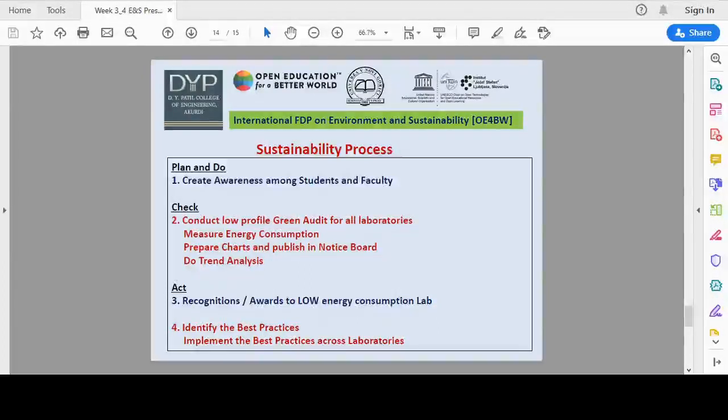Sustainability process: how can we sustain these practices? We need to create awareness among students and faculty. We have to conduct a low-profile green audit for all laboratories. We have to measure the energy consumption. The trend analysis has to be reported and published on notice boards, and recognition or awards can be given to low energy consumption laboratories. The best practices of those laboratories can be identified and implemented in all the laboratories. This is how we can sustain low energy consumption and have less impact on the environment.